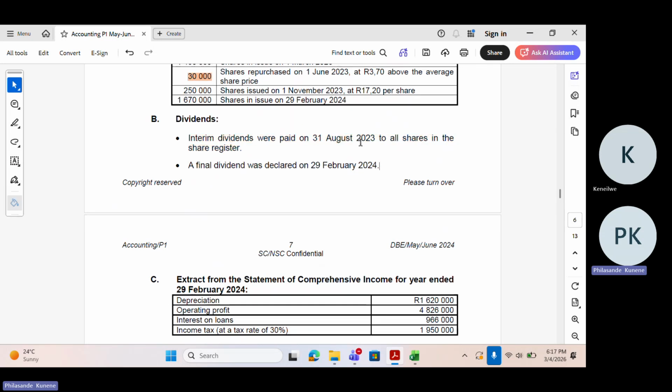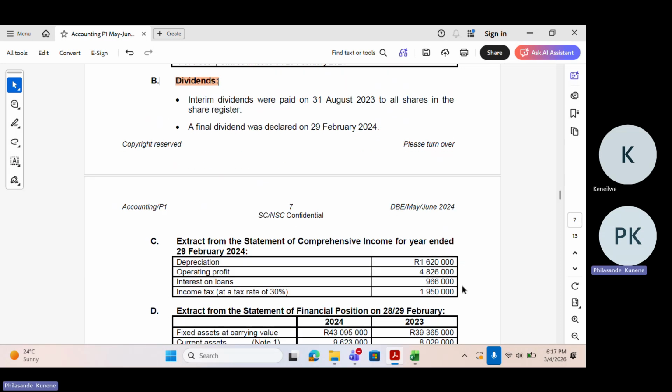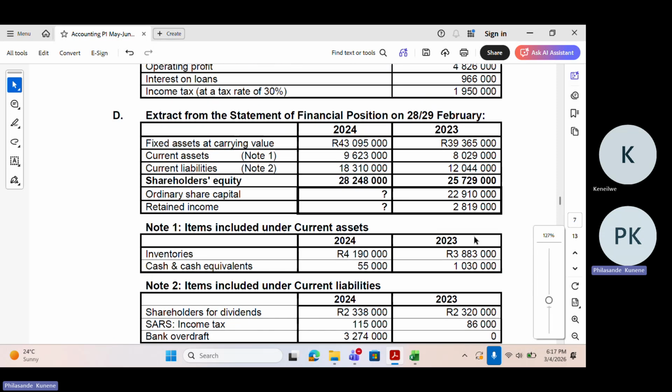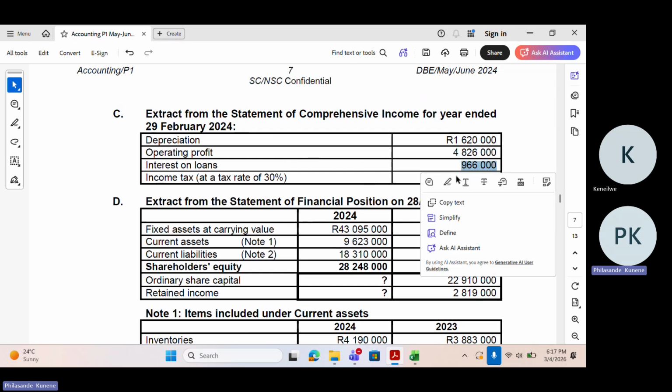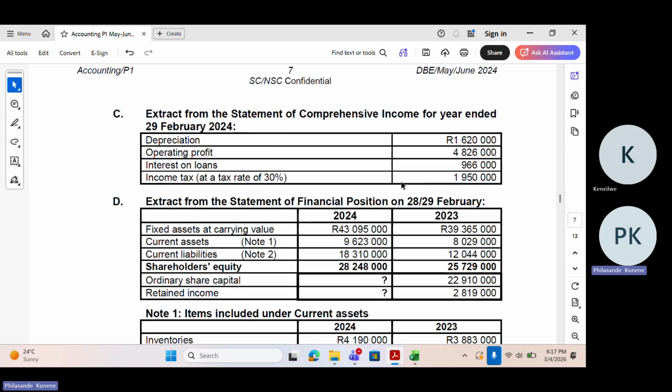So this is the information that we're going to be using when we're doing the retained income note. Okay, and then number C, extract from the statement of comprehensive income for the end of 28 February 2024. We have depreciation here, 1,620,000. We have operating profit, interest on loans, and income tax. So this is the information that will sit in the income statement. They usually provide us with that information for the purpose of doing the cash flow statement.